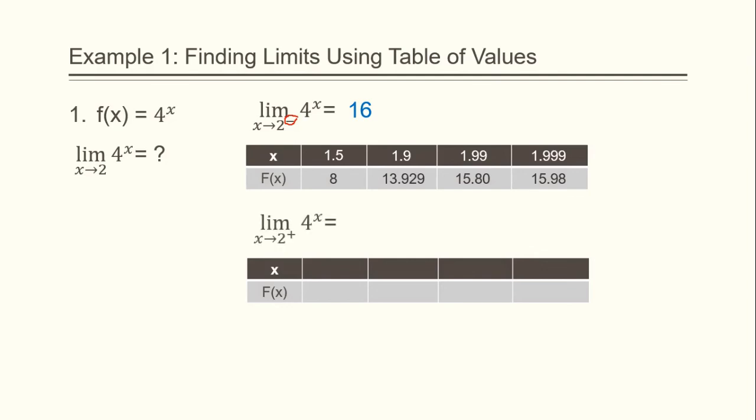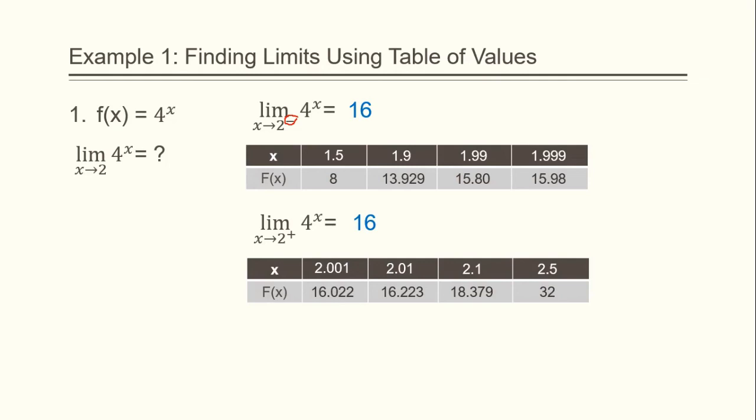So the first x value that I've used is 2.5. The next is 2.1, 2.01, and 2.001, with a corresponding y output value of 32, 18.379, 16.223, and 16.022. From this data, we can say that the limit of 4 raised to x from the right is 16. Therefore, we can now conclude that the limit of the function 4 raised to x as x approaches from both left and right is 16.